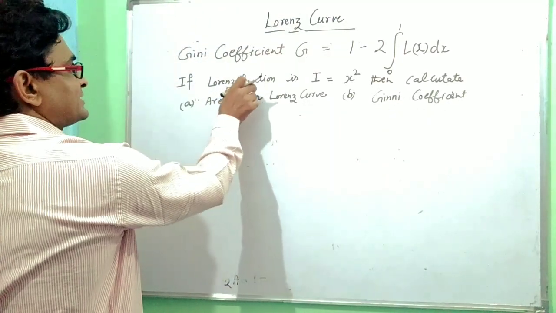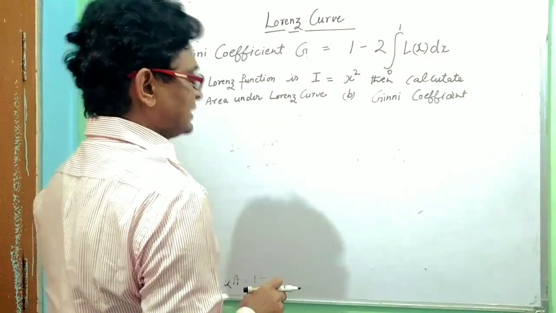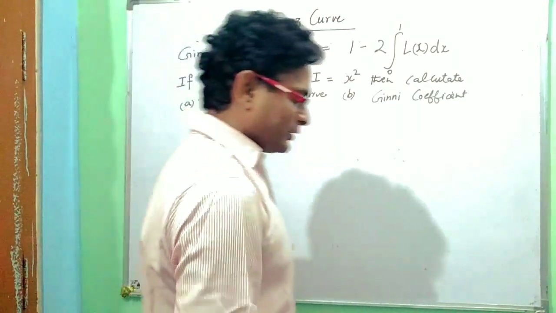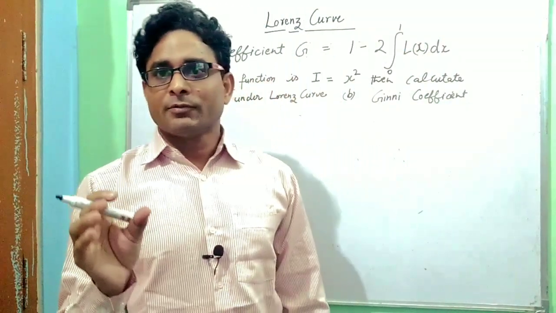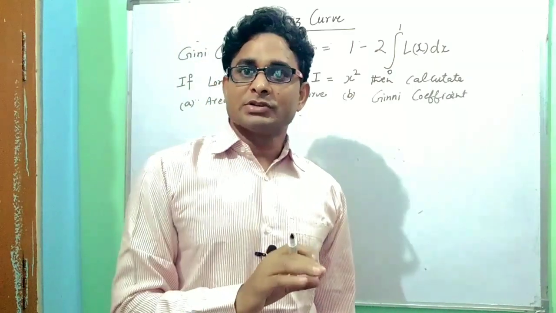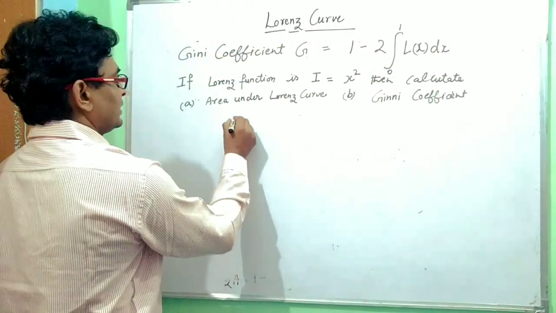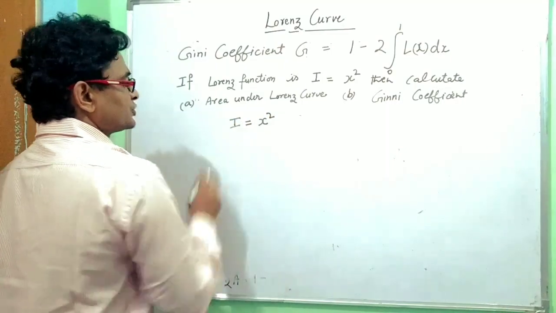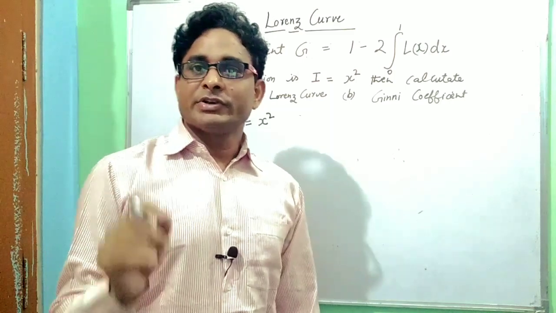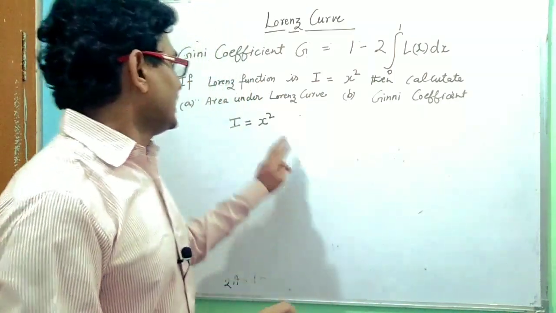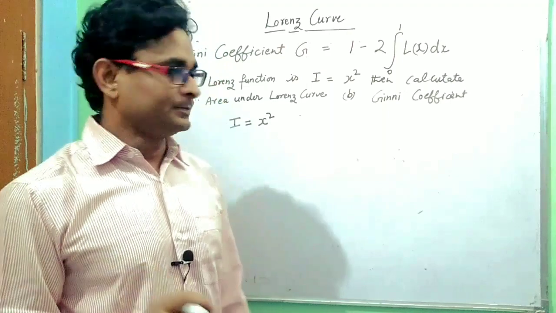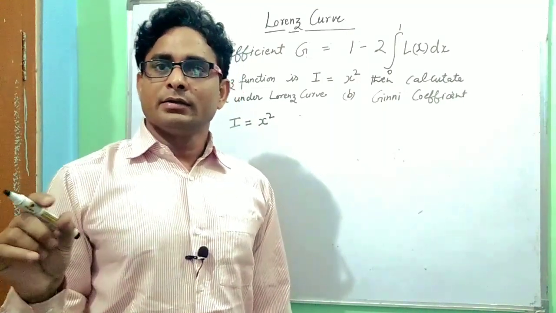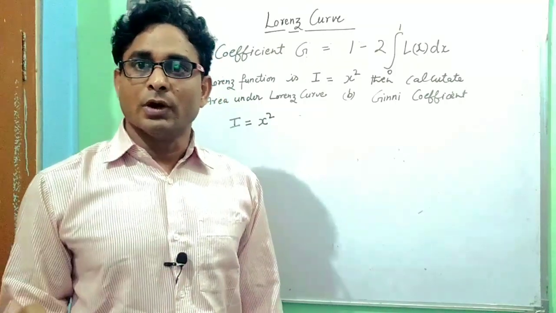First of all, let us understand this Lorenz function. What does it actually tell? It tells that if there is a particular percentage of population, what will be its share in the national income. Suppose here the equation is given as I is equal to x square. I shows the percentage share in national income, x shows the percentage of population. So which means that the value of I and x always lies between 0 to 1.